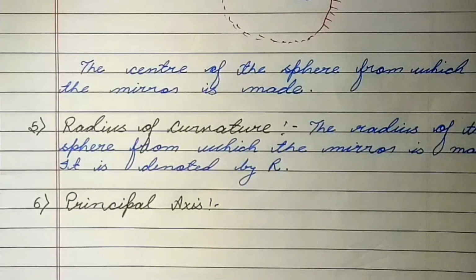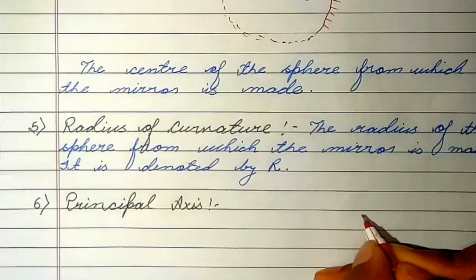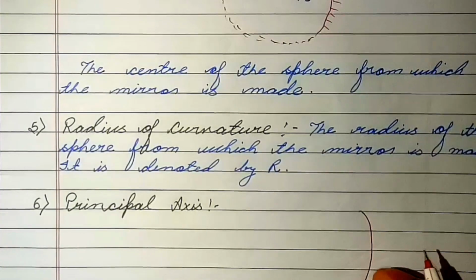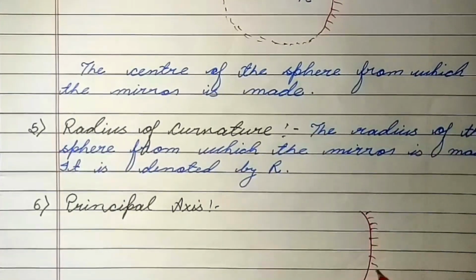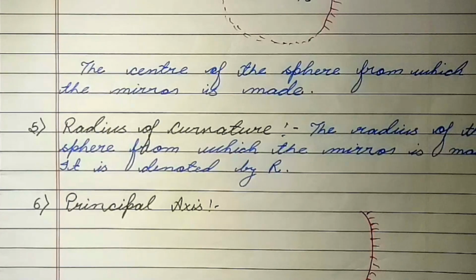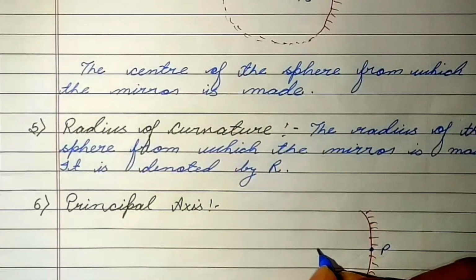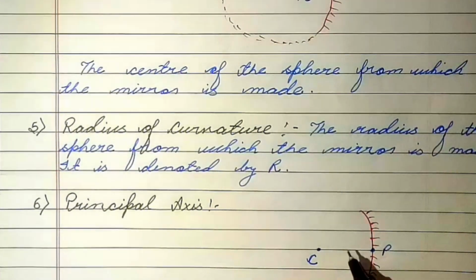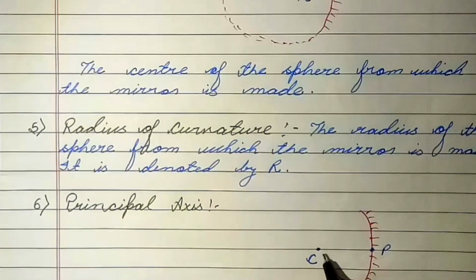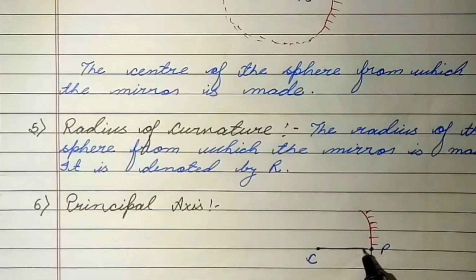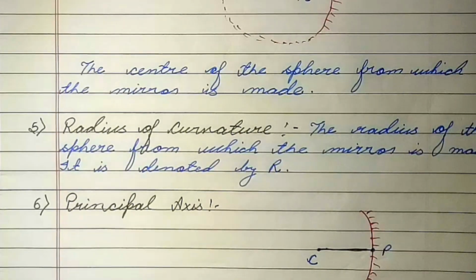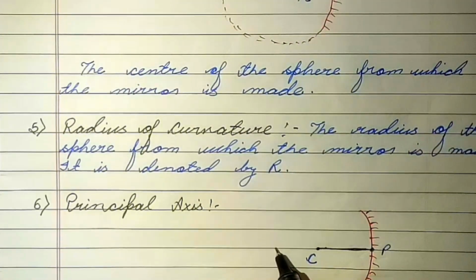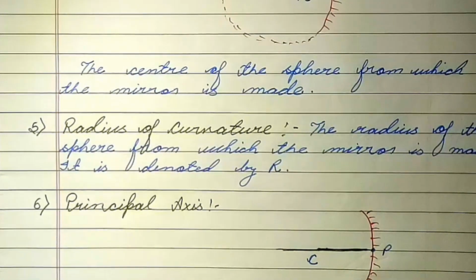So students, the principal axis is defined as the straight line joining the pole and center of curvature. Suppose that this is a mirror and this is the pole of this mirror, and the center of curvature of this mirror is C here. Then the line joining the center of curvature and pole is known as the principal axis.